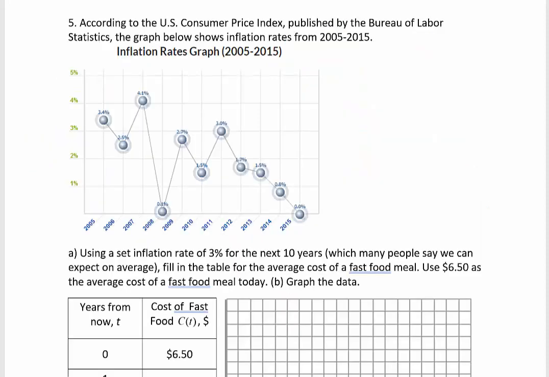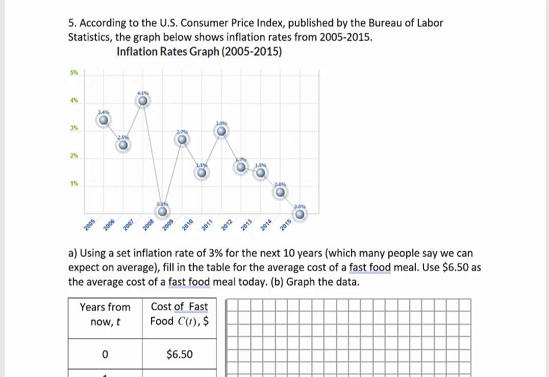Okay, question 5. According to the U.S. Consumer Price Index, published by the Bureau of Labor Statistics, the graph below shows inflation rates from 2005 to 2015. So you can see our inflation rates here, 3.4, then 2.5, and then 4.1, 0.1%, 2.7, 1.53, and so forth. So these are our different inflation rates.